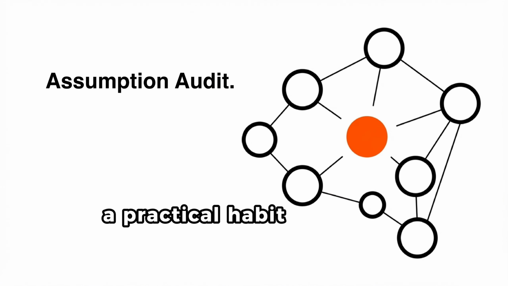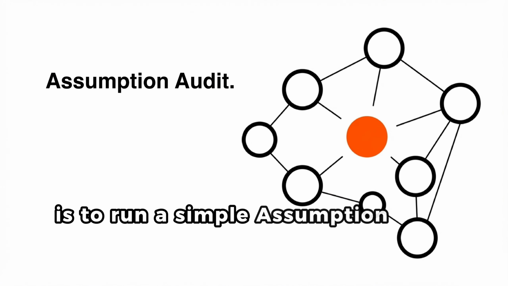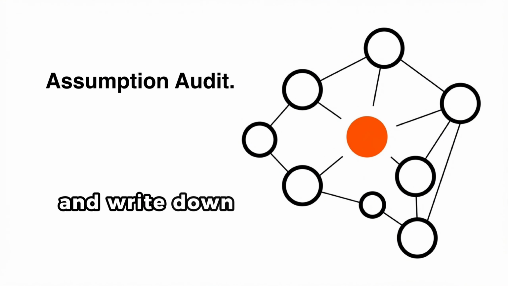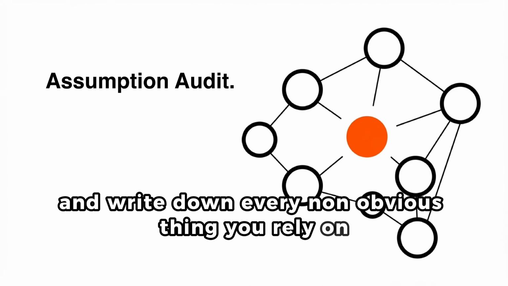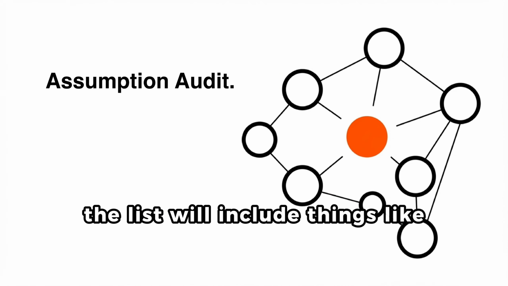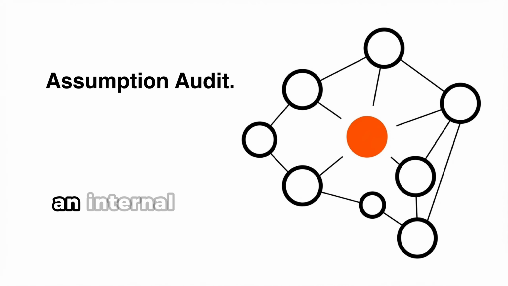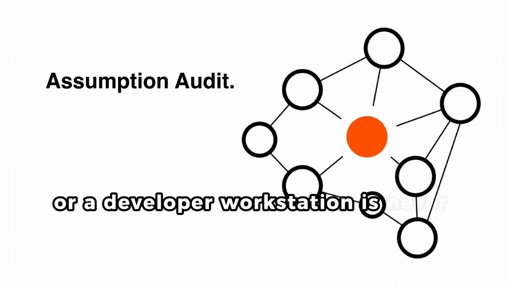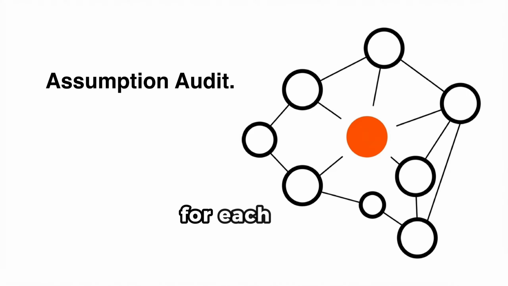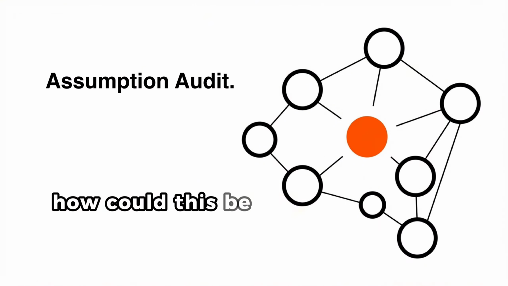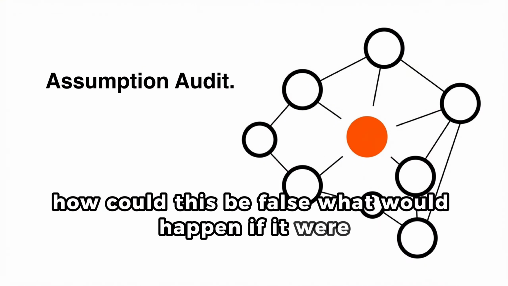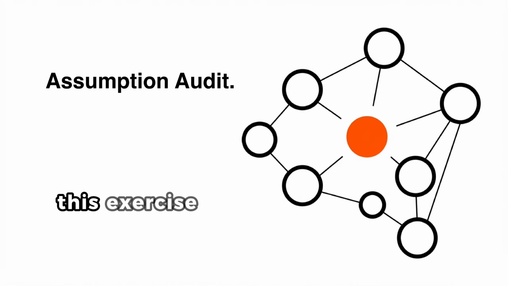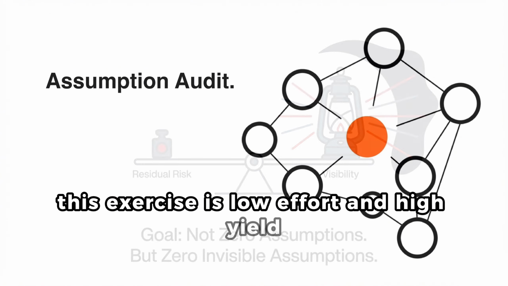A practical habit that helps is to run a simple assumption audit. Take a component, draw its boundaries, and write down every non-obvious thing you rely on. The list will include things like: keys are rotated monthly, an internal API is unreachable from the internet, or a developer workstation is never internet-facing. For each item, ask: how could this be false? What would happen if it were? What controls detect or mitigate that scenario? This exercise is low effort and high yield.